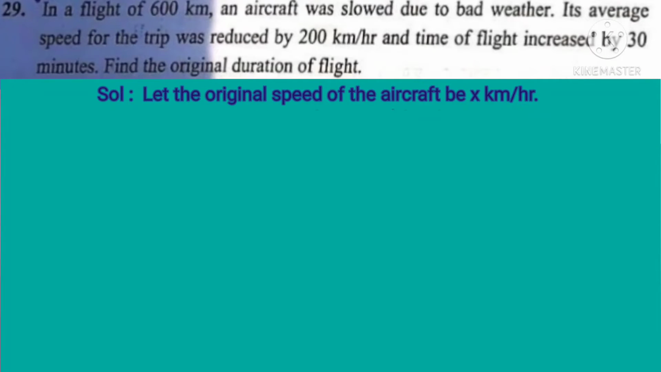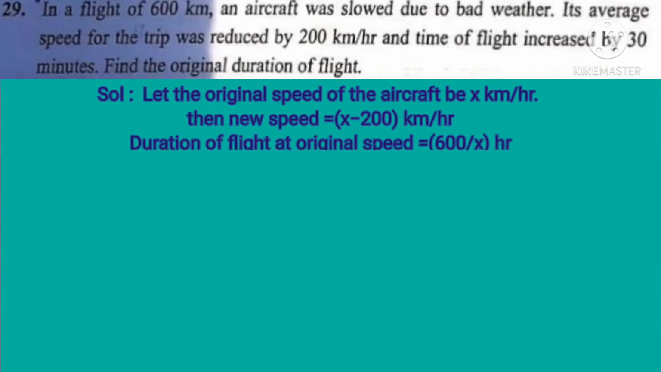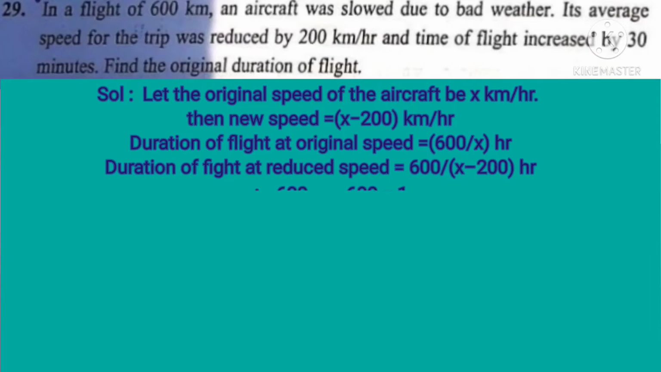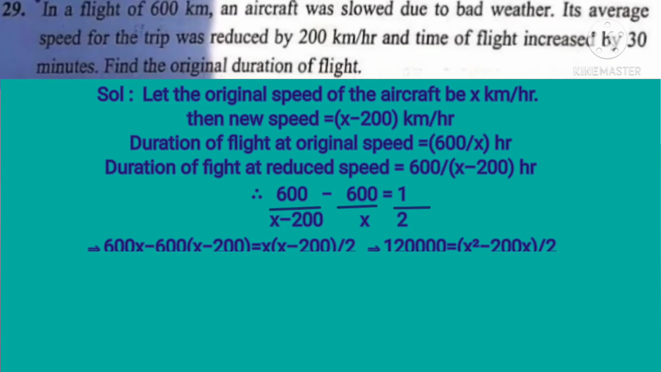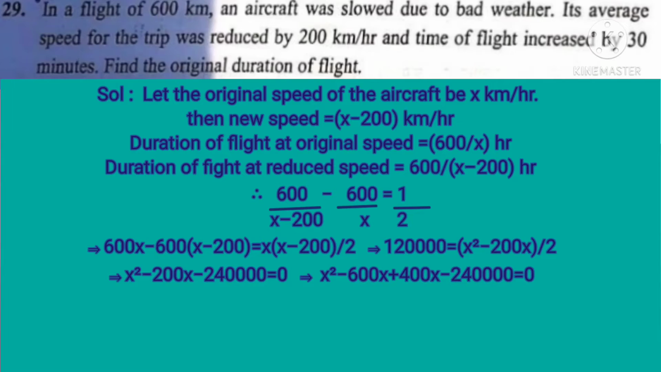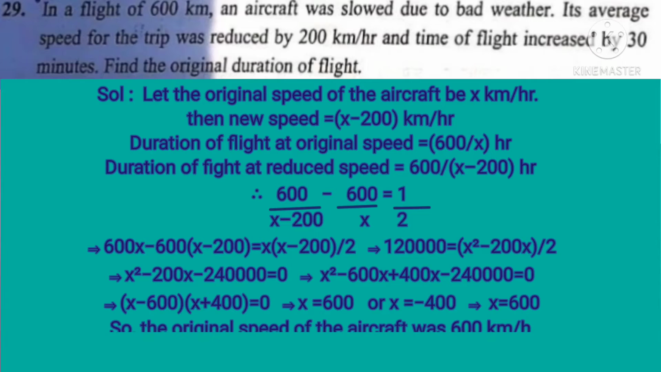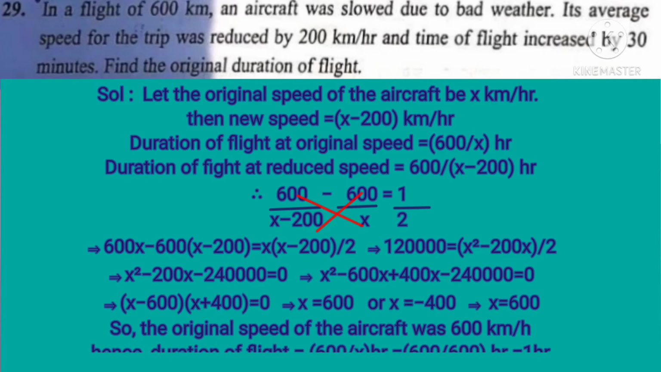So let the original speed of the aircraft be x kilometer per hour. Then the new speed will be x minus 200, reduced due to bad weather. The duration of flight at original speed was 600 by x hours. So the duration of flight at reduced speed will be 600 by x minus 200 hours. So therefore we will get the equation 600 by x minus 200 minus 600 by x is equal to 1 by 2. So simplify it, we will get 600x minus 600 into x minus 200 is equal to x into x minus 200 divided by 2.